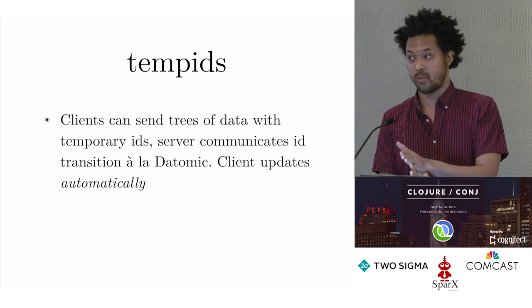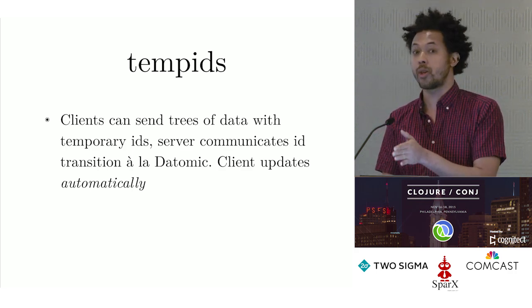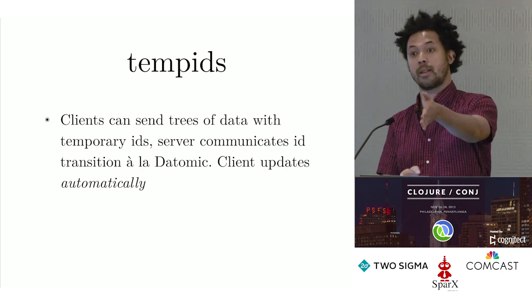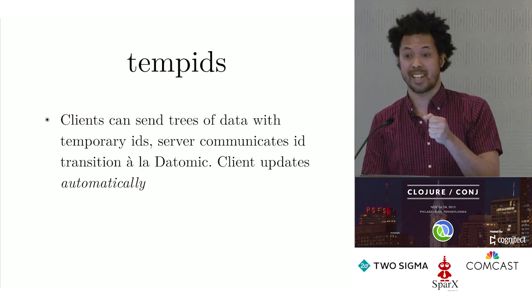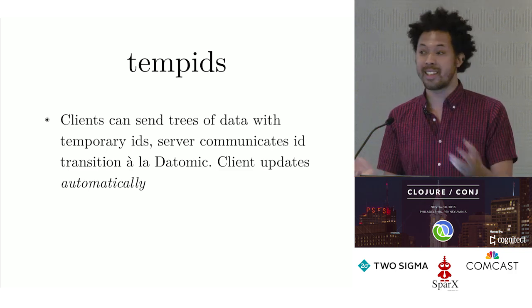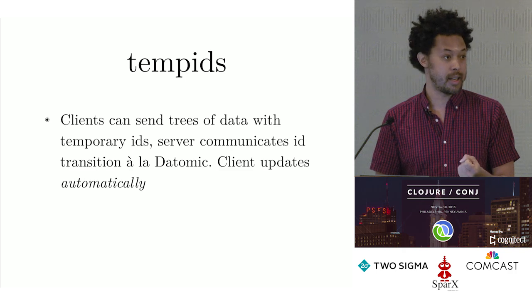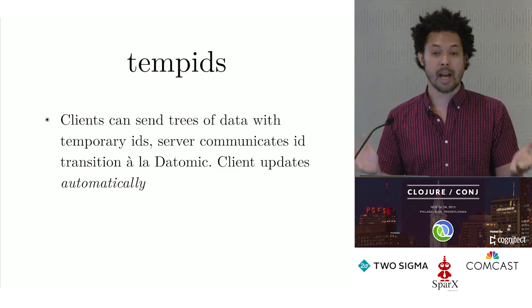But this is awesome, right? You have a model now for clients to create non-trivial novelty, committed to the server. The server can say, this is the temp ID transition, and Om can automate the entire thing for you. You don't have to delete temporary data, right? User builds up data, server communicates identity, done, right? It's just not your problem anymore.